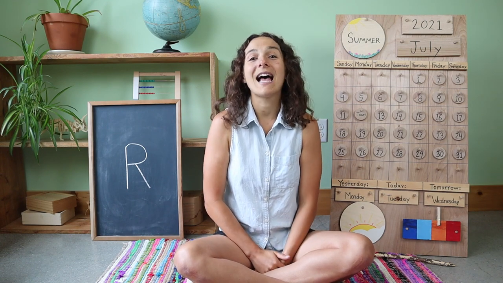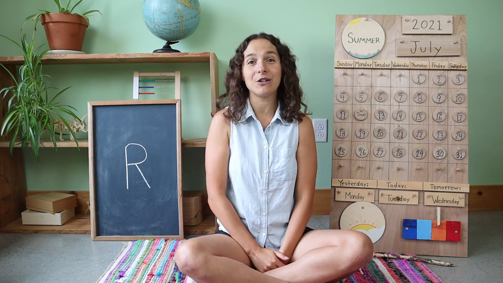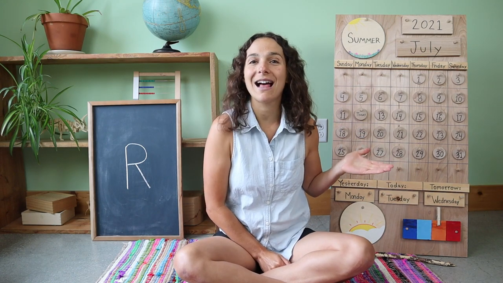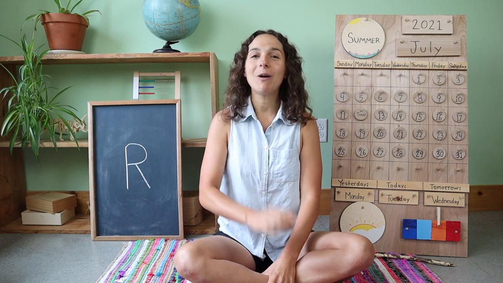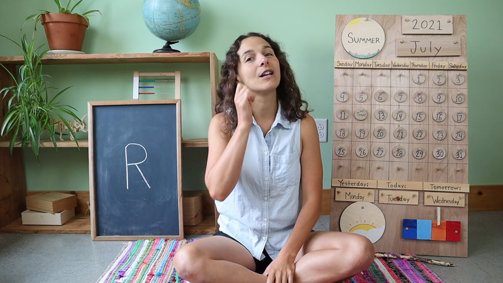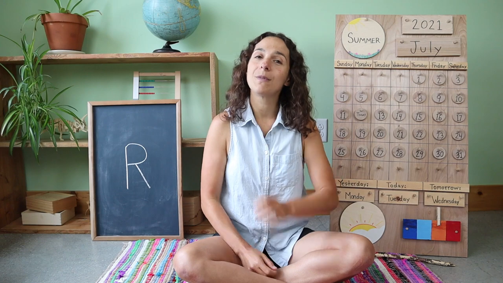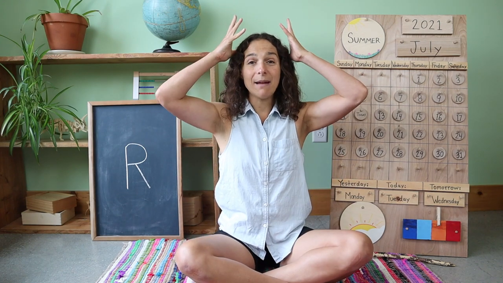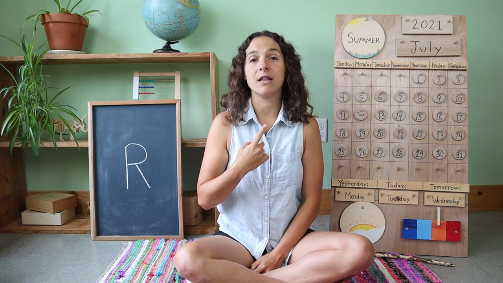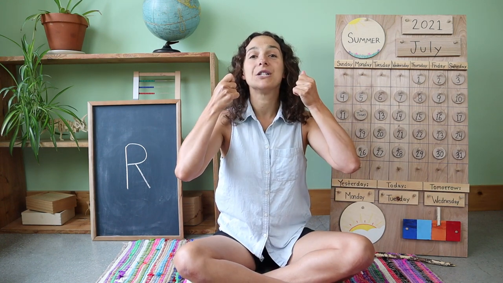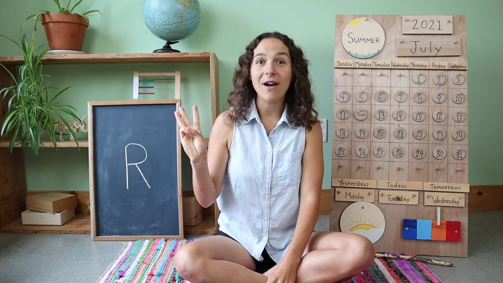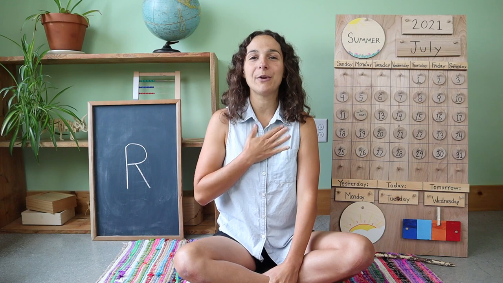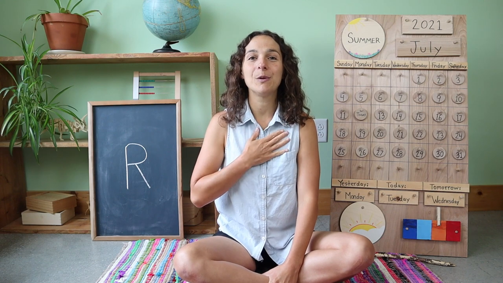Good morning, friends. I hope that you're having a wonderful day so far. We have three things that we need to do before we go on to the calendar and weather chart. Number one, turn on your listening ears. Number two, put on your thinking hats. Today, my thinking hat has a ribbon underneath my chin, so I'm going to tie it up into a bow. And the third and final thing that we need to do is warm up our hearts like this. Boom, boom, boom, boom, boom, boom.